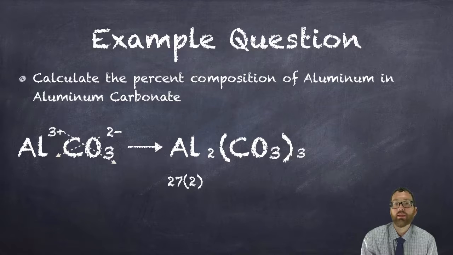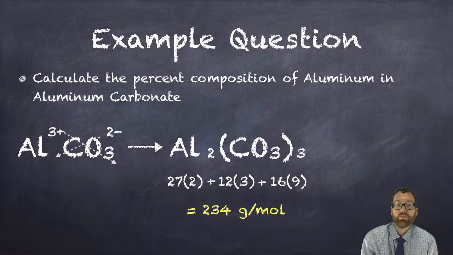All right, now we need to find the masses. Aluminum weighs 27, but I have 2 of them. Carbon weighs 12, but I have 3 of them. And oxygen weighs 16, and I have 9 of them. So if I add all that up, I'll get 234 grams per mole of aluminum carbonate.